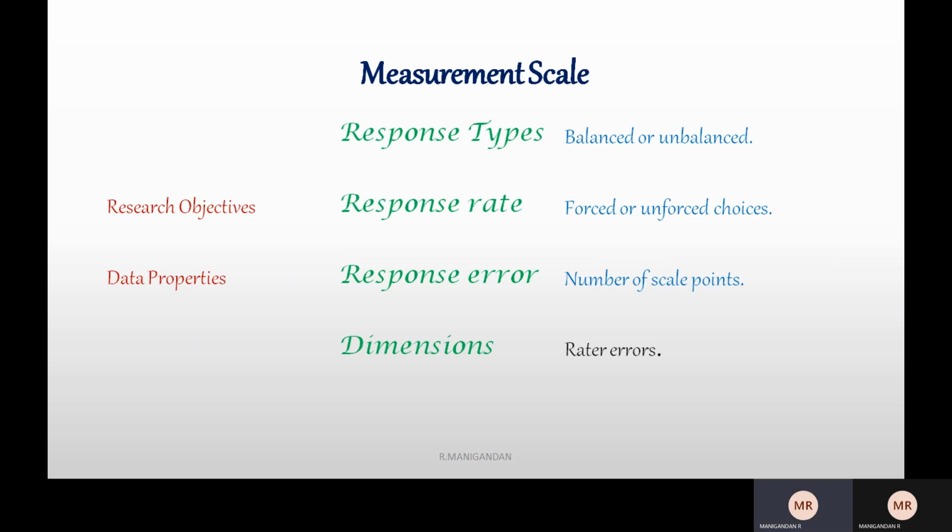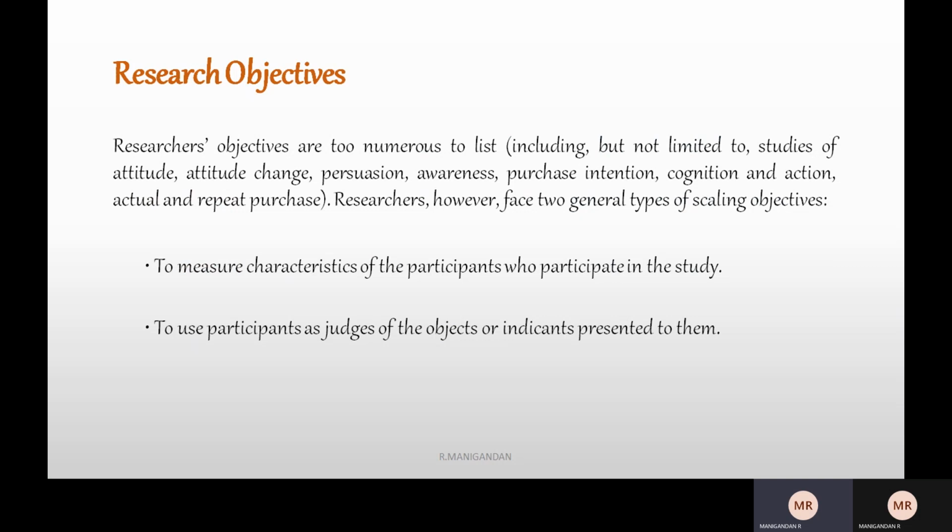And the research objectives. The research objectives are too numerous to list, including but not limited to studies of attitude change, persuasion, awareness, purchase intentions, cognitions, actions, and actual repeat purchase. The research objective is the main part of our research, and at the same time it can show the attitude changes and how the research will go on.